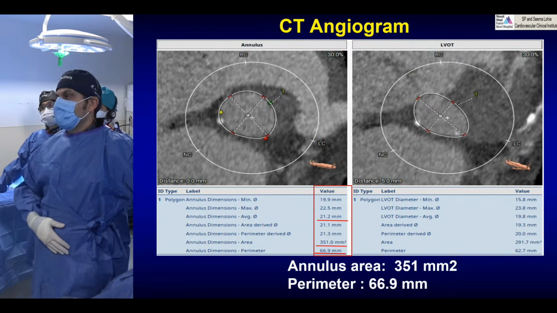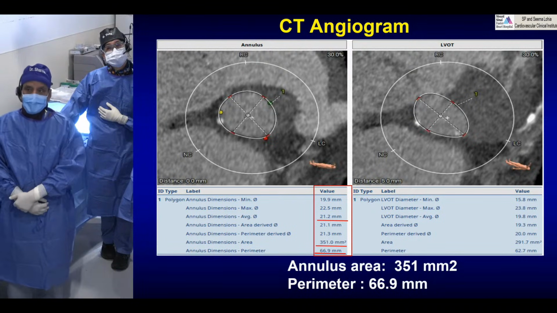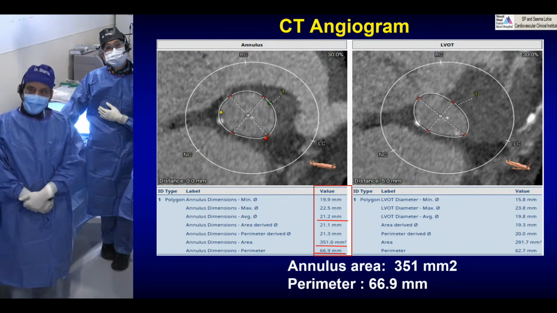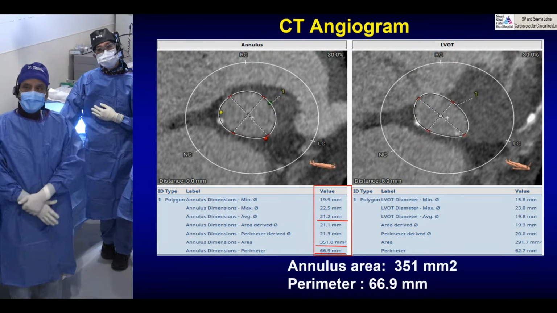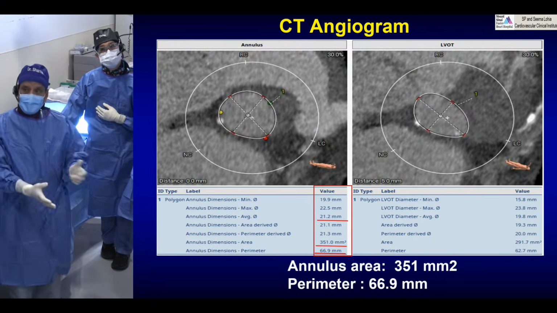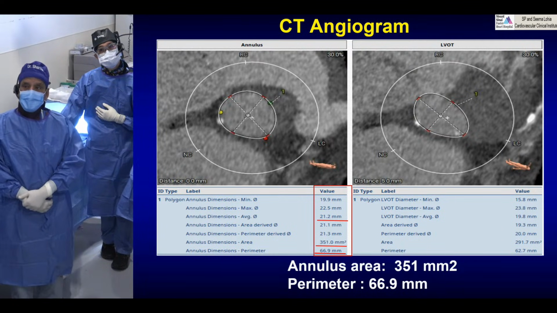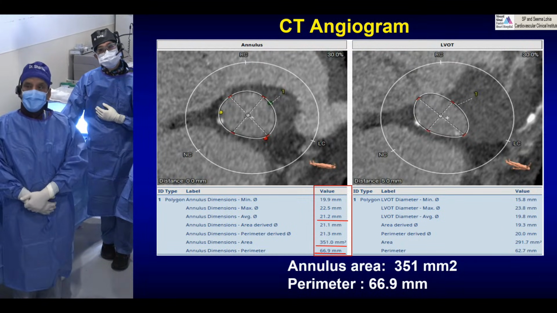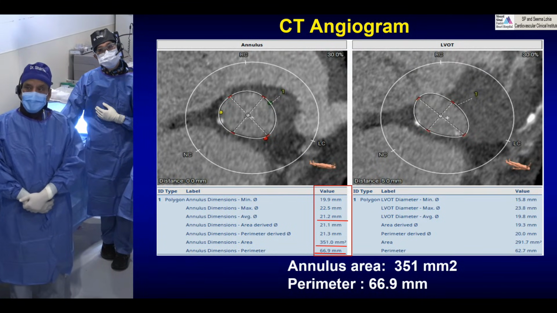So we'll just do some theoretical discussion. The annulus dimension versus annulus area, which one is more important? Knowing that this particular case is 21, still small, and the annulus area is 351, what if the dimension had been 23 or 24, and the annulus area was 350, 360? Does it matter? Yeah, that's a very good question.